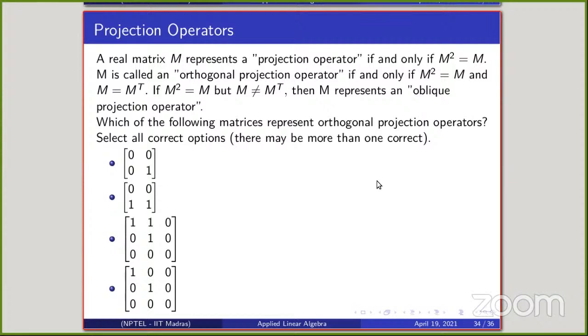If M squared equals M but M is not equal to M transpose, such a projection operator is called an oblique projection operator. We are given 4 matrices and we need to check whether each of these is an orthogonal projection operator or an oblique projection operator, or whether it is a projection operator at all or not. Let us go through each option one by one.